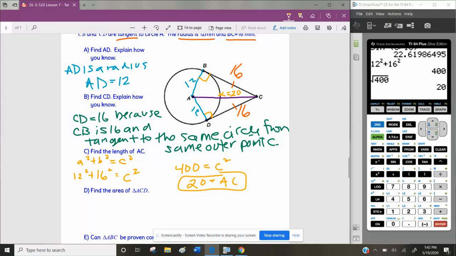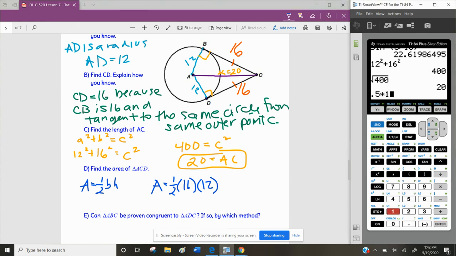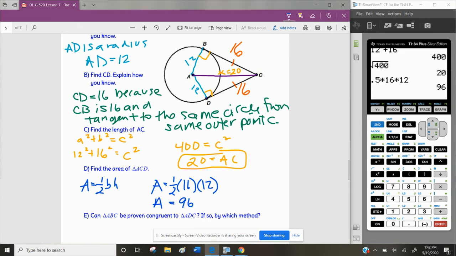And lastly, there's a last part here. Let's see. So the area of triangle ACD. So area of a triangle is 1/2 base times height, where the base and the height, or the numbers that you use, have to be perpendicular. Okay, so that's 1/2 of 16 times 12. And that is 96 square units. Oh, they gave us millimeters, didn't they? So let's make that millimeters.